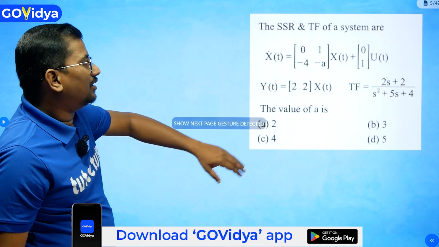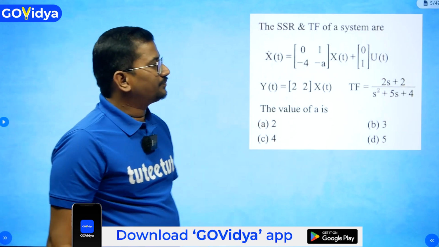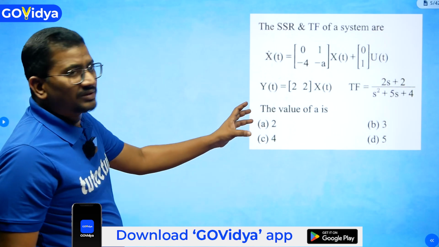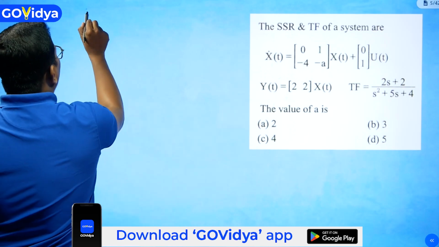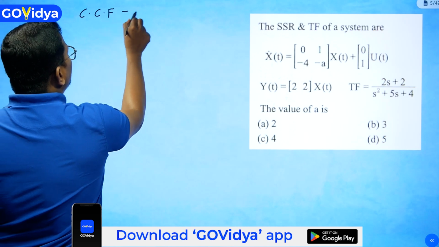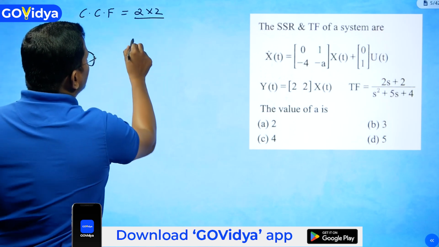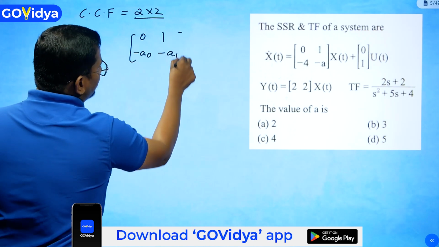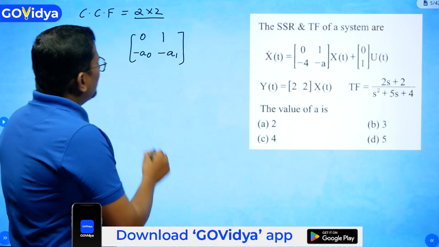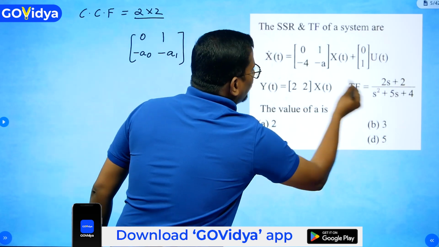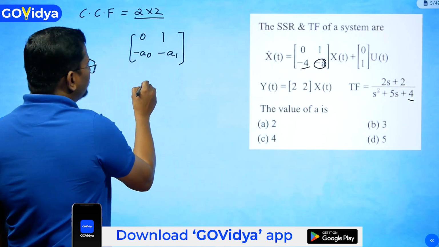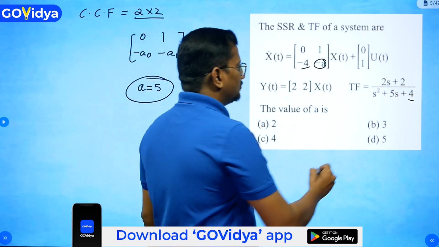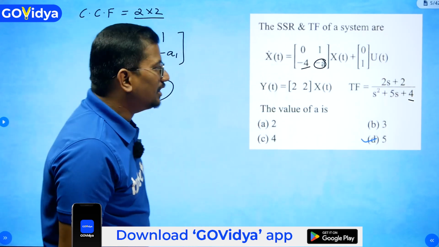So they are simply asking what is the value of A. Does it look like our standard form? It looks like controllable canonical form, but which order? It is a 2 by 2 matrix. So what is that? 0, 1, minus A0, minus A1. From this the A0 value, you see here, is 4. So what is the A value? Straight away we can say it is 5 only. Right. This is the one.